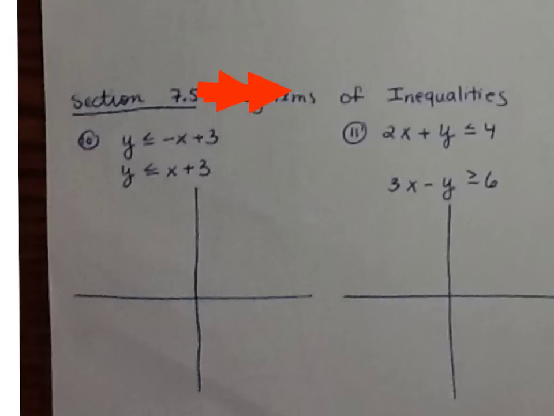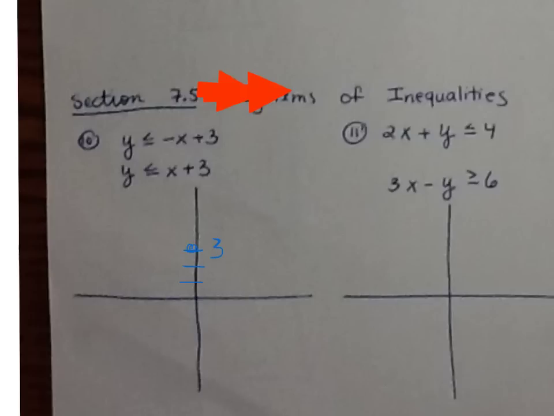Okay, the last section here is 7.5, Systems of Inequalities, and you can see my little red arrows just won't go away, so I'm just going to deal with them here. So let's do number 10 together, and then I'm going to have you guys try 11 and 12 on your own. So number 10, the first equation has y-intercept 3, so I'm going to go up to 3.